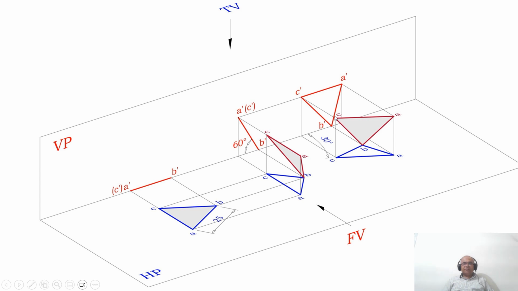projector from C to the vertical plane, and both these two lines will intersect at this point. It is C dash, and B dash is already marked. Then join A dash to B dash, B dash to C dash, and C dash to A dash. So this is how you will be able to write the front view for the third position.